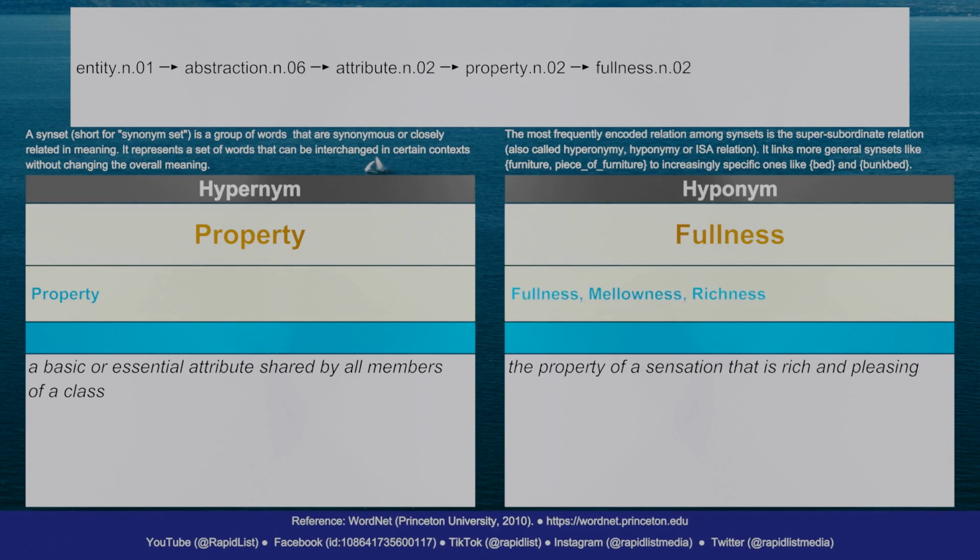Fullness. The property of a sensation that is rich and pleasing. He was well aware of the richness of his own appearance. Selectivity. The property of being selective. Heredity. The total of inherited attributes.